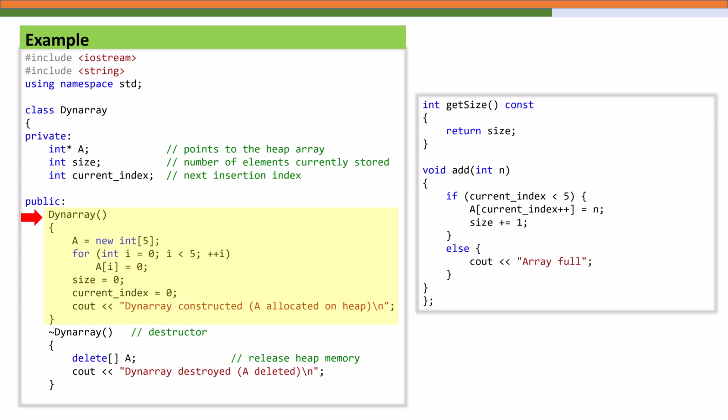To solve this, we add a destructor with the same name as the class, prefixed with a tilde. Destructors execute automatically when the object is destroyed and perform the delete operation. So this delete a operation is performed. In our code, it also prints a message so we can observe the life cycle.